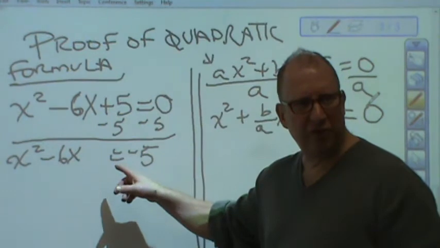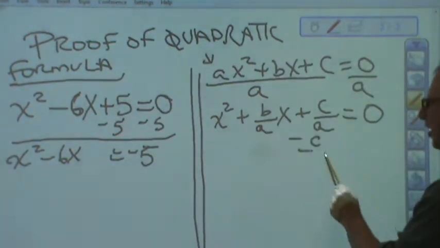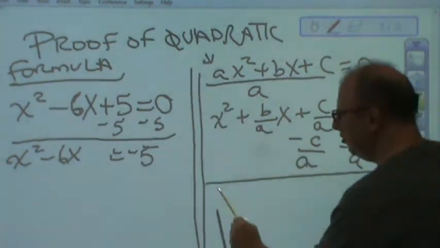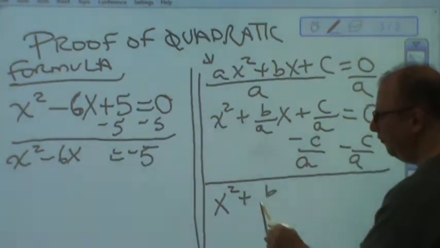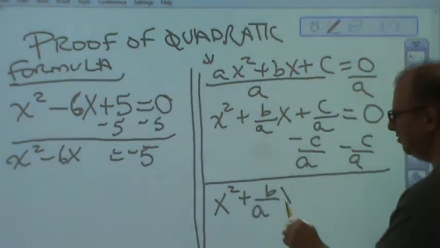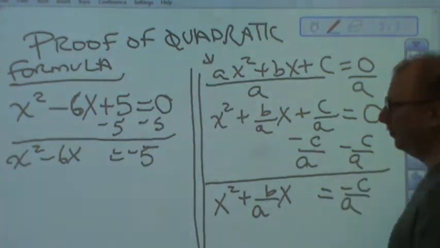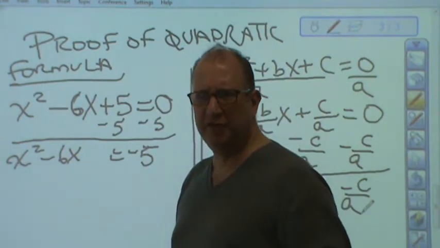And again, by subtracting 5 on both sides of the equation, I will subtract c over a on both sides of the equation. So now I'm left with x squared plus b over a x equals negative c over a. Now let's do the next step, which is completing the square.